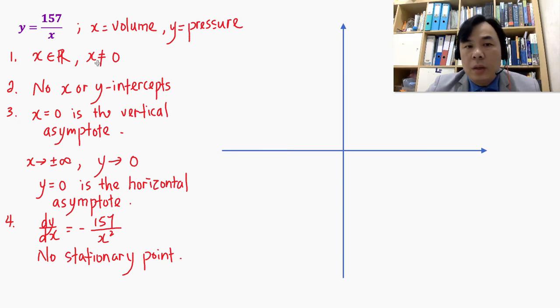Firstly, we have the vertical asymptote, which is x equals 0. We have y equals 0 as the horizontal asymptote, which is this line here. All the asymptotes, we are going to draw with broken lines just to signify that the graph should not pass through this section at all. Let me label this as x and y. We also have x equals 0 as the vertical asymptote, so I'm going to label this as vertical asymptote.